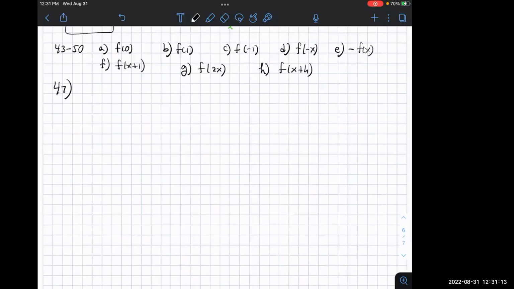47, f of x equals the absolute value of x plus 4. Okay. Oh, by the way, is it correct that this is a function?